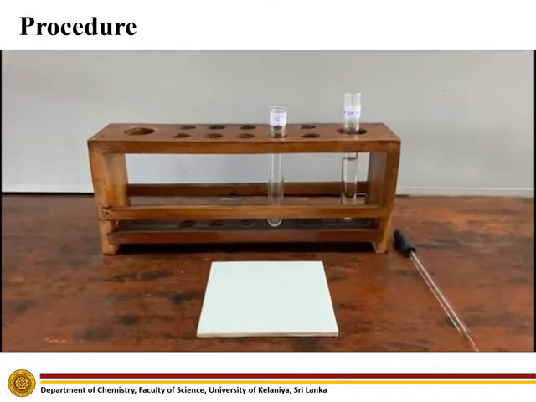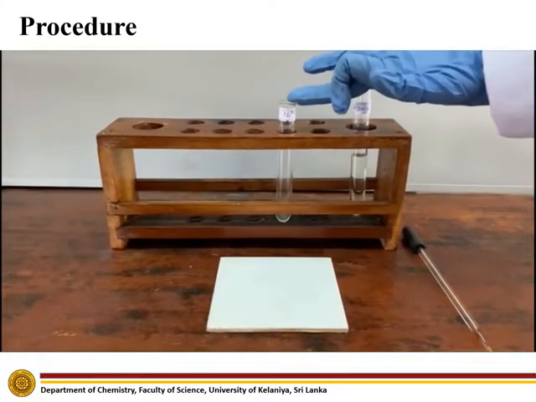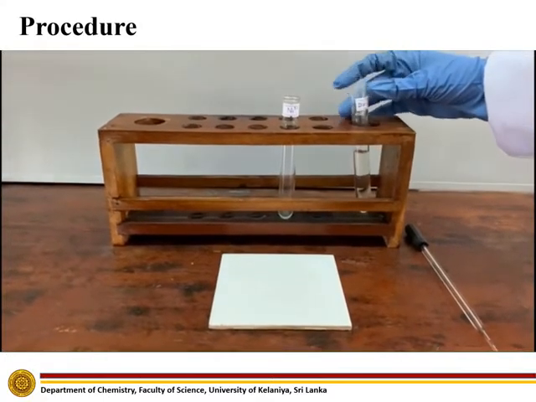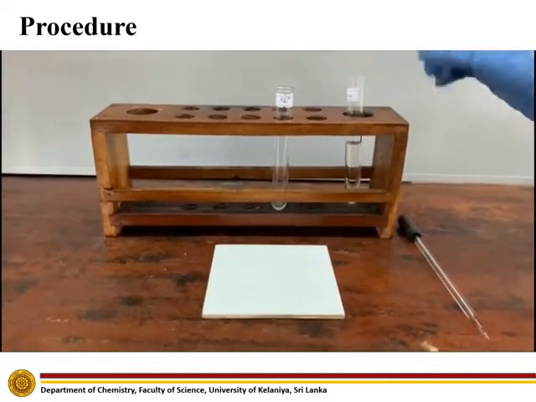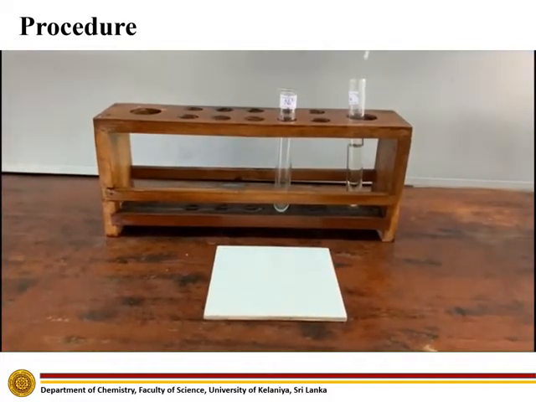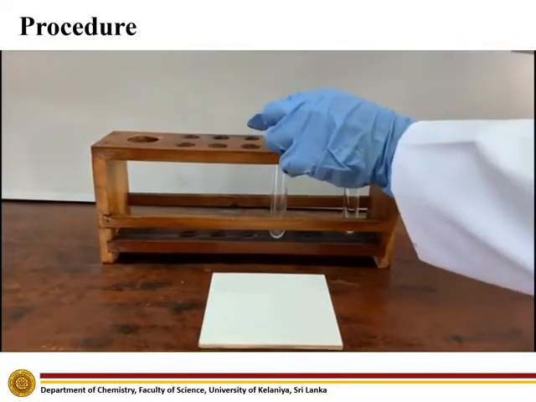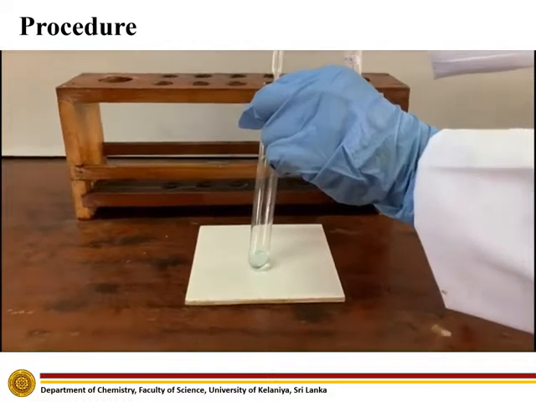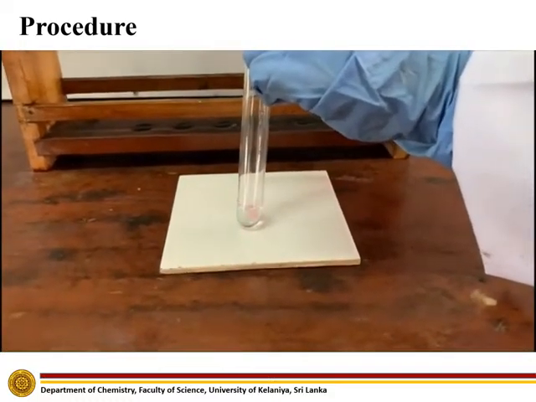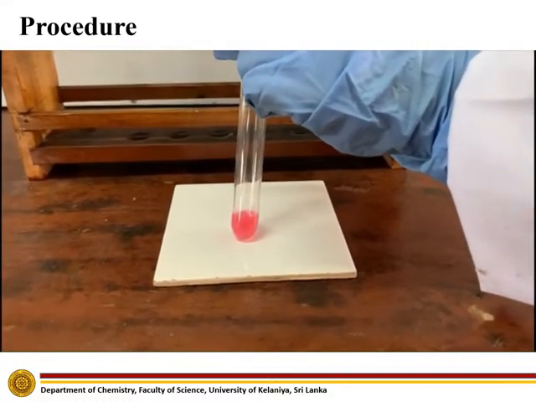In the next experiment, add DMG to the nickel 2+ ion solution. A red color precipitate is observed.